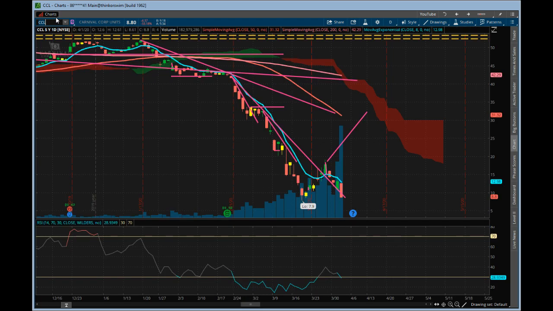So CCL, another just rough day today. No mercy on these cruise liners, right? Look at that volume. The volume in this candle is like as much as months worth of volume. I think we kind of noticed the bears really stepping up today and really pressing shorts. So I think you're seeing a lot of aggressive short selling right now.